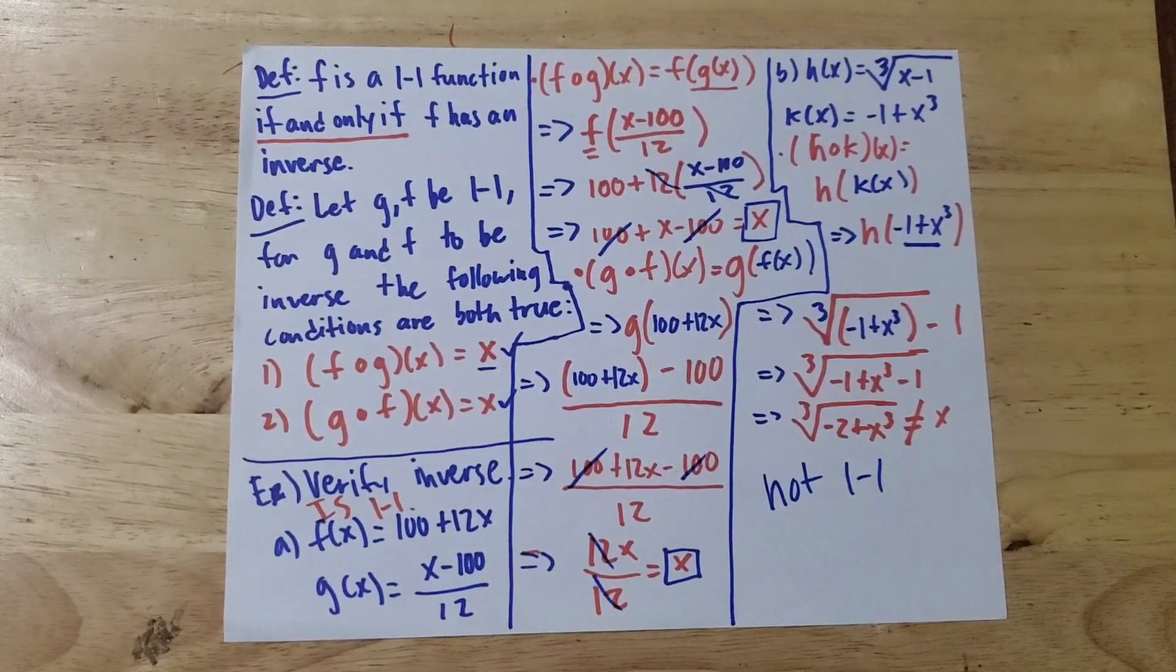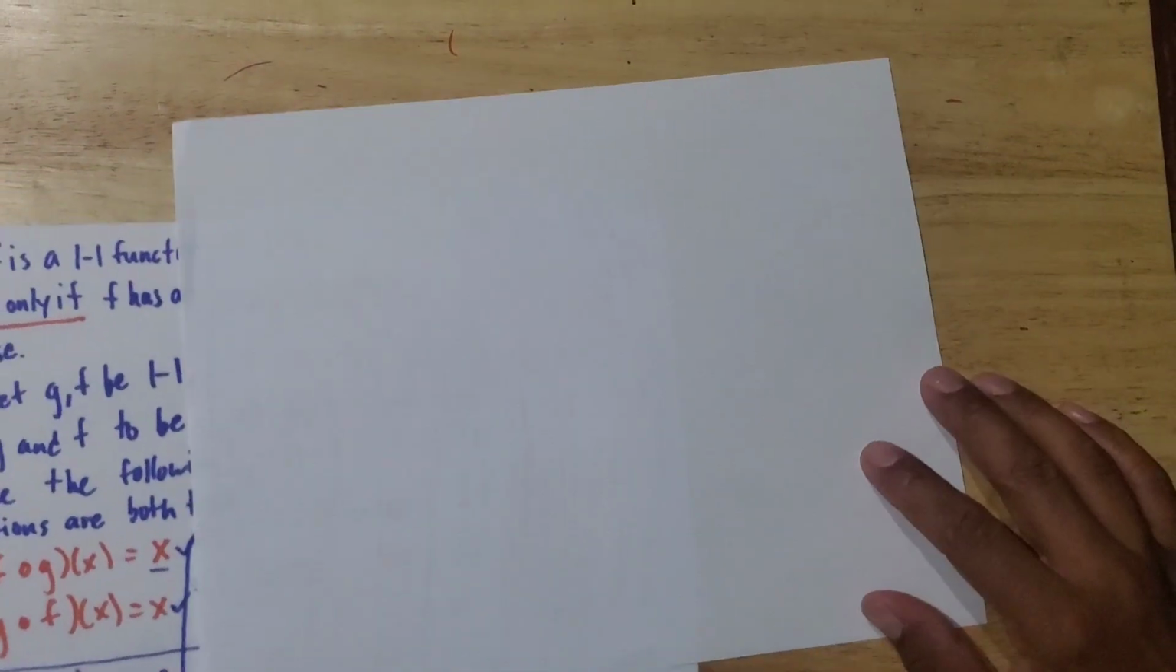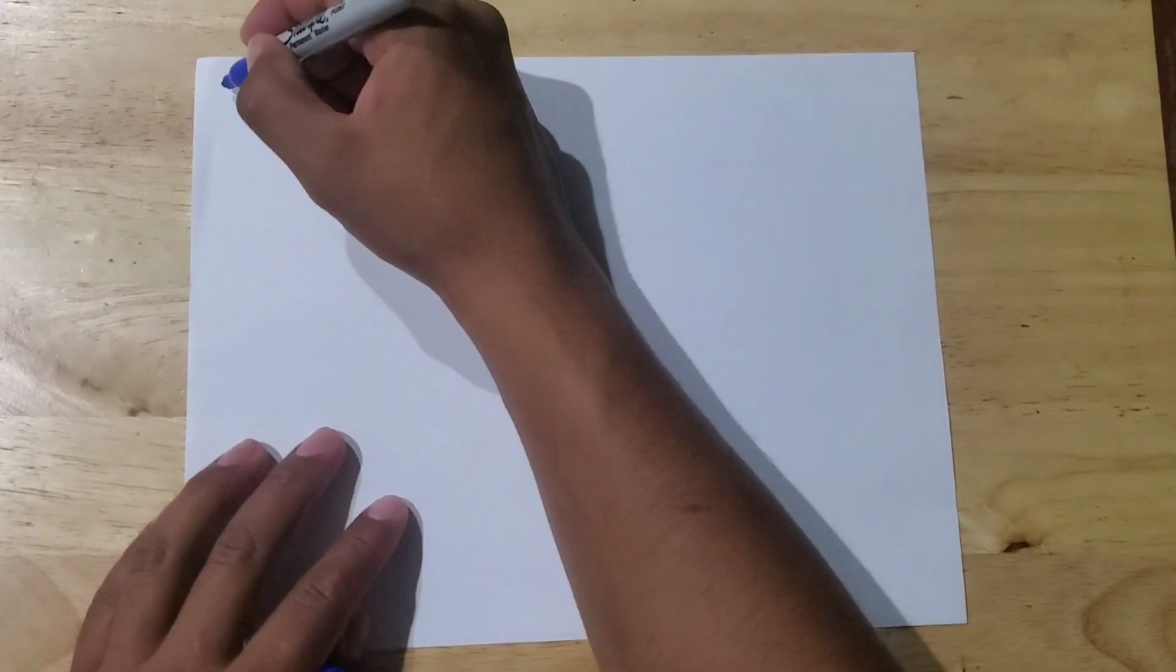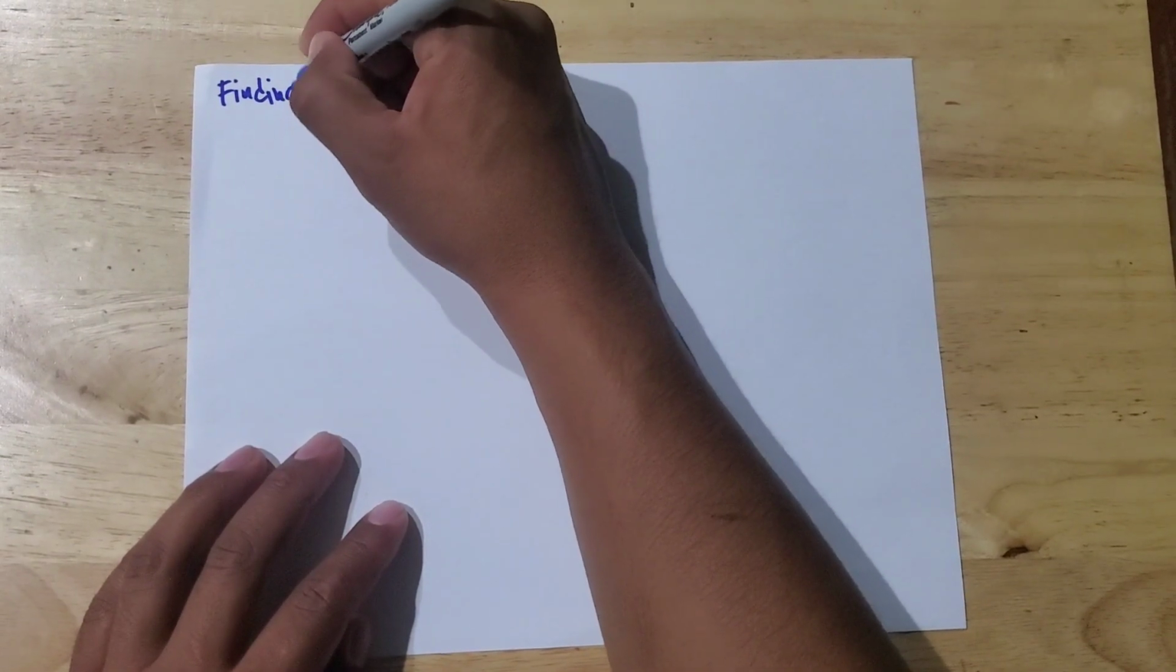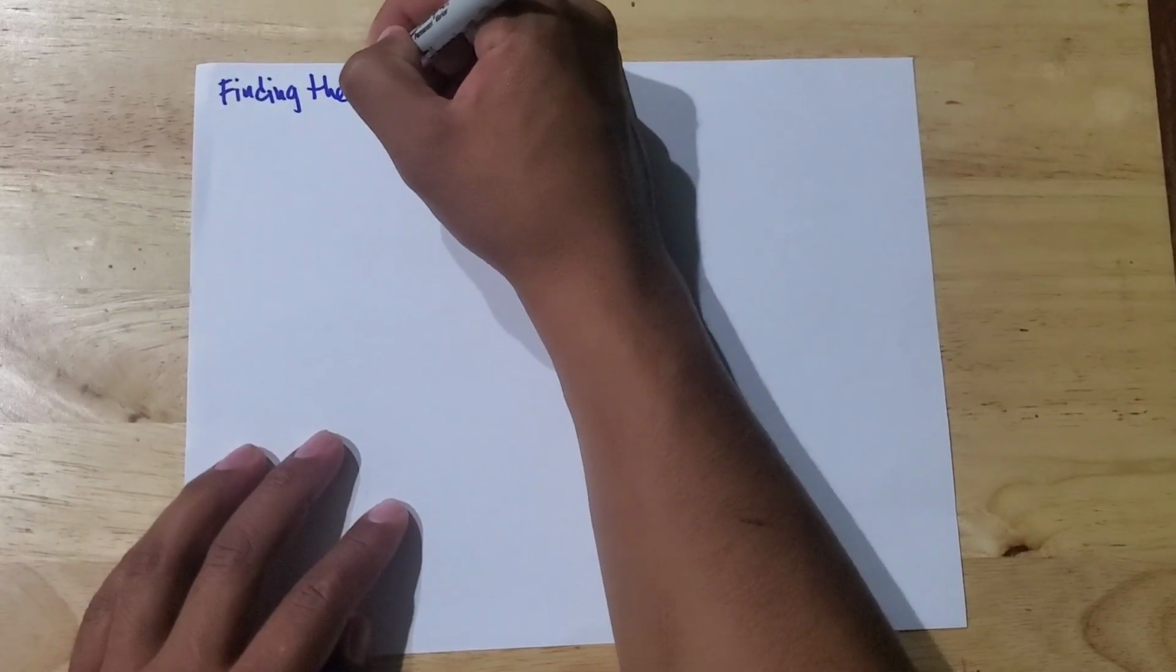But again, if they're one-to-one functions, you know they have an inverse. And that's sort of the tricky thing of the next part. So we know how to check if something is a one-to-one function. And we know how to check if two functions are inverses of each other. Now, let's talk about how you can actually find an inverse of a function. Finding the inverse.